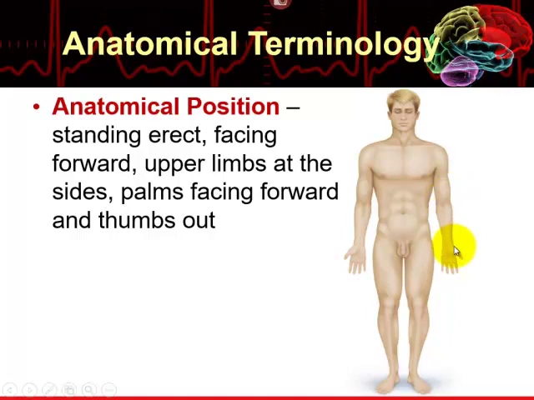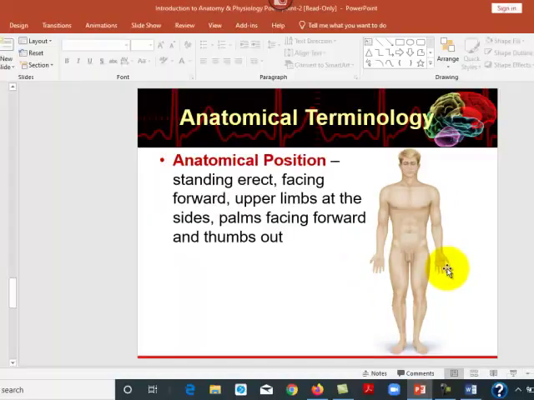Elbows are proximal to the wrist. The wrists are distal to the elbows. Fingers are distal to the palm of the hand. The palm of the hand would be proximal to the fingers. A little tricky there.